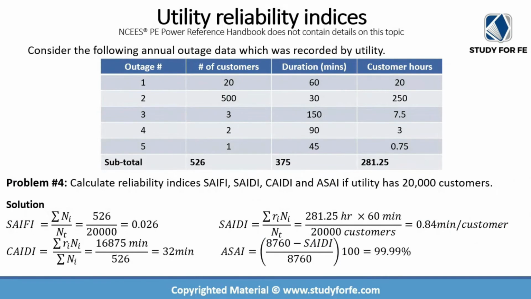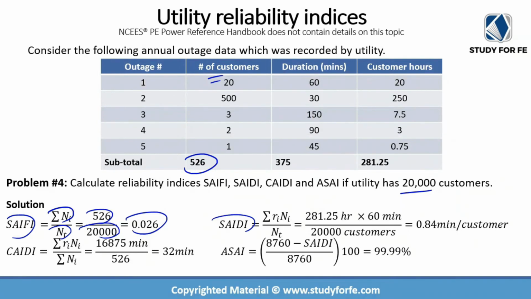Now we can go ahead and calculate all of these indices. The first one is SAIFI, which is the summation of NI divided by NT. The summation of NI, which I've already calculated over here, is 526. So these are the total number of customers that were impacted, divided by the total number of customers served by the utility. So you will get this answer.